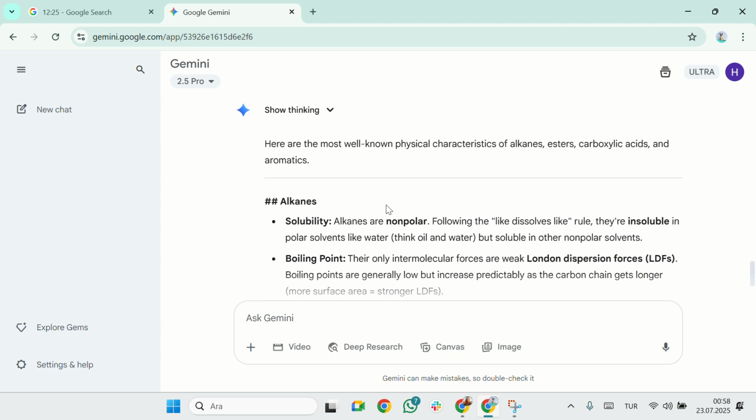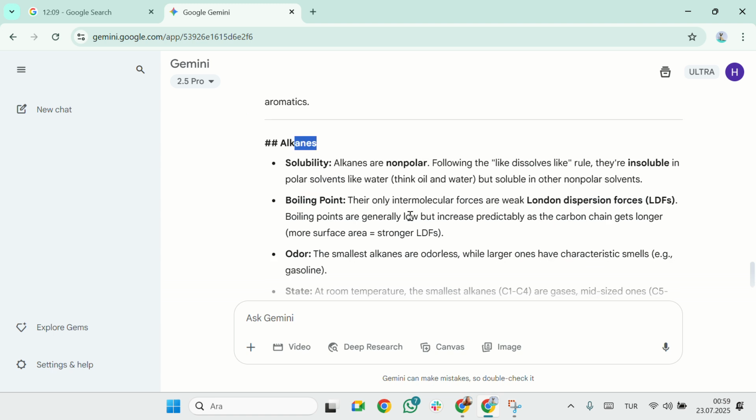Alkanes are non-polar. Following the like-dissolves-like rule, they're insoluble in polar solvents like water. Think oil and water, but soluble in other non-polar solvents. For boiling point, their only intermolecular forces are weak London dispersion forces. Boiling points are generally low but increase predictably as the carbon chain gets longer: more surface area, stronger LDFs. Okay, got it.